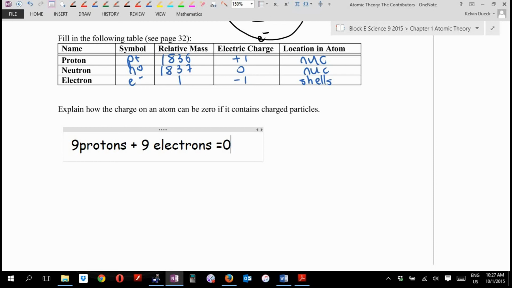Now, if you want them to do stuff, all we do is we muck around with the charge. What are we mucking around with? The electrons, because they're on the outside and much easier to move around.